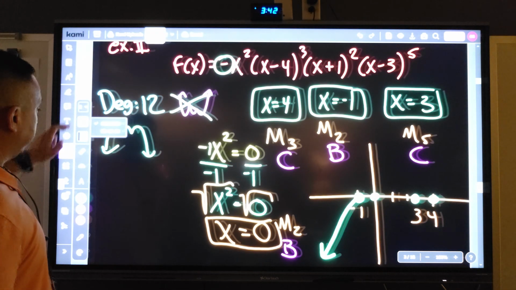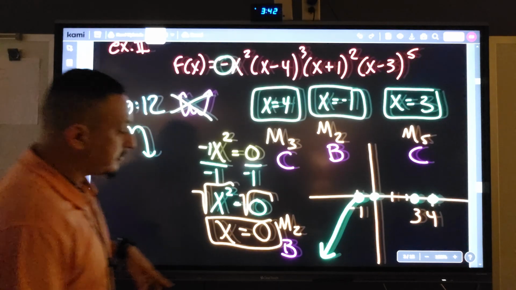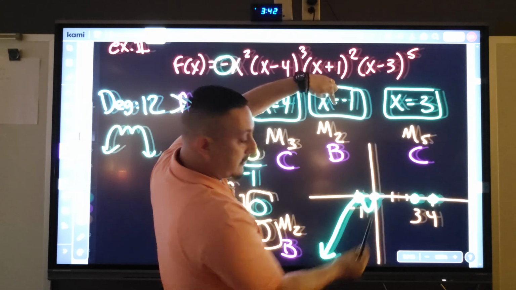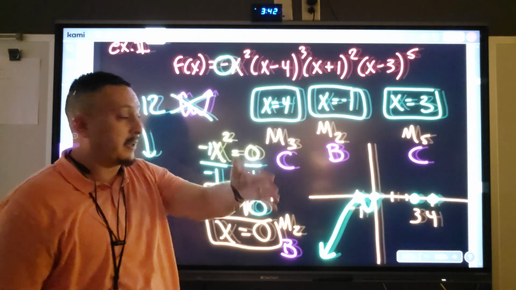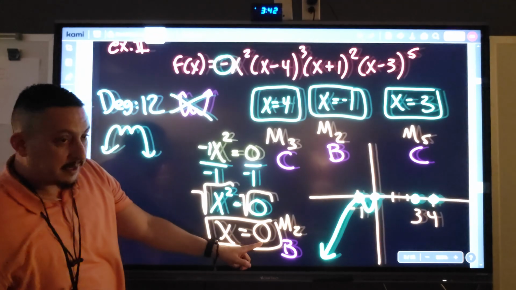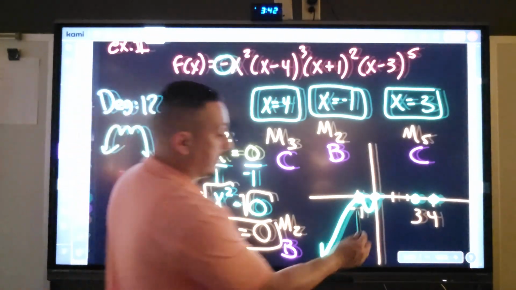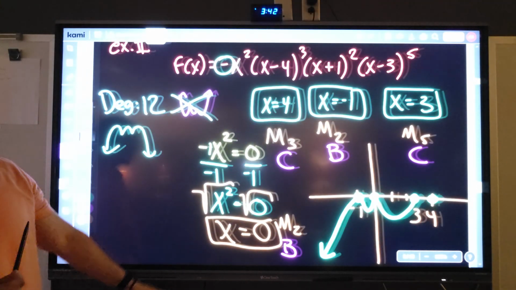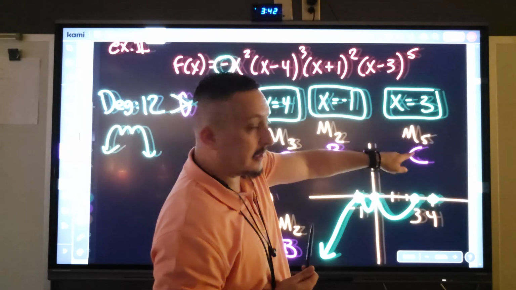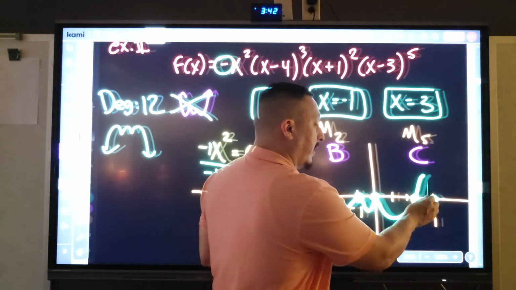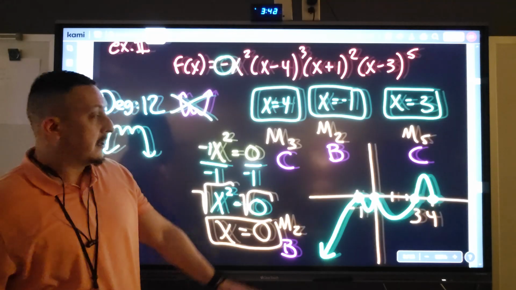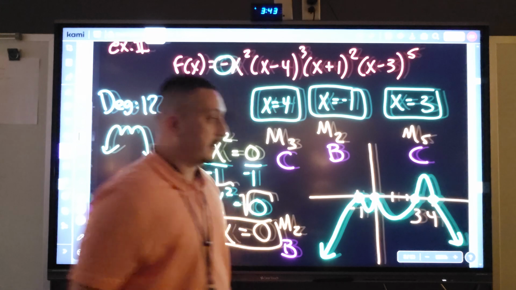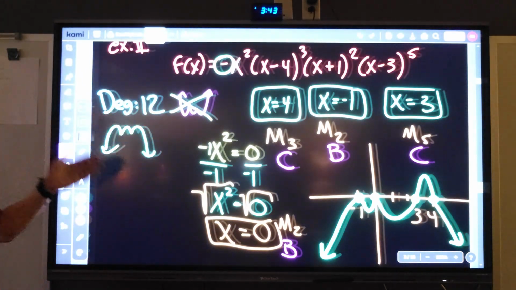So I can finish this graph now. At negative 1, I bounce, so it bounces off. And then I go to the next x-intercept. At 0, I bounce. So I'm going to hit 0 and bounce to the next x-intercept. At 3, I cut, so I pass through 3. And I go to the next one. I go to 4. At 4, I cut through. And there it is. There's your letter M. Like we had previewed, we knew it should look like that.